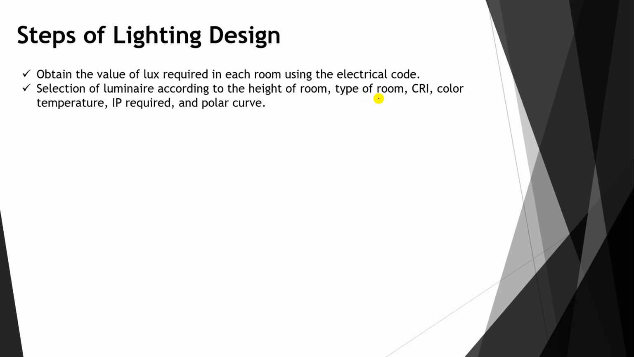Also, the CRI or the color rendering index, which we discussed before. We said that in an office, for example, we will need at least a CRI of 80. Also, color temperature, we said we have warm yellow until white. So the color temperature depends also on the application, and we showed how to select this value.